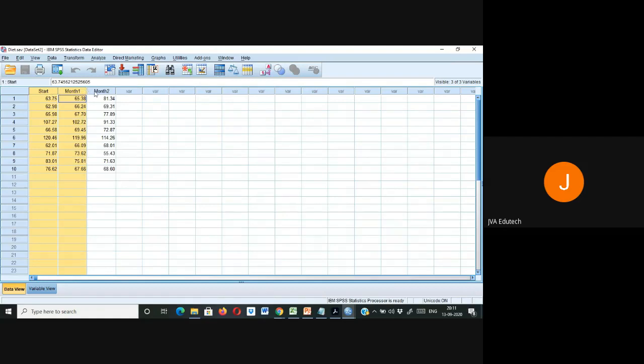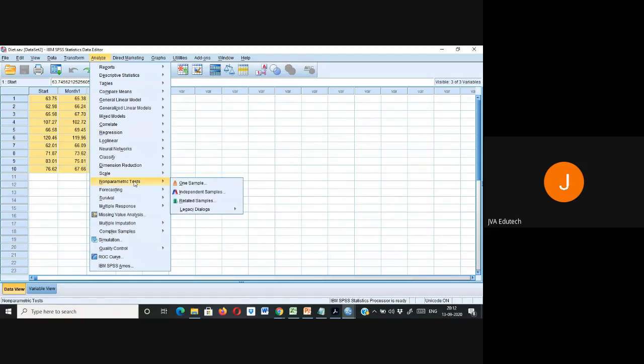If you take all these three, this is the case of repeated measures ANOVA. But since we cannot apply those parametric tests, we have to go for its non-parametric equivalent, and the non-parametric equivalent in this case is Friedman's ANOVA. So let's see how to do it.